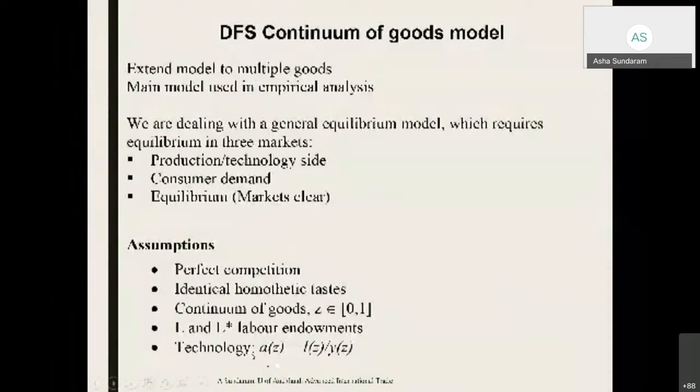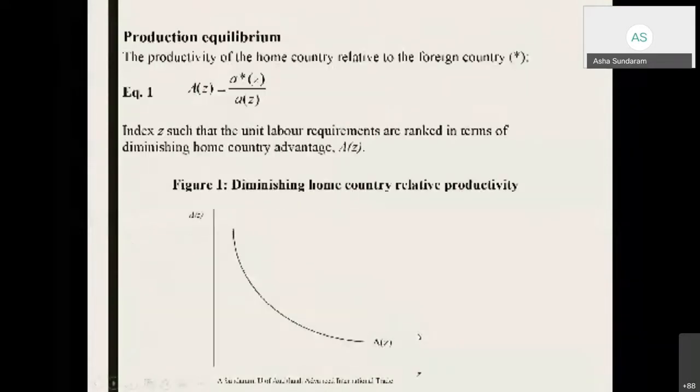Technology. Technology, as we know, is what drives trade in the Ricardian model. It's what drives comparative advantage. We're going to denote it as A here. Z indexes the continuum of goods, and A of Z is simply L of Z divided by Y of Z. This is the labor requirement. In other words, how much labor do you need to produce one unit of a particular product? That's A, your unit labor requirement.